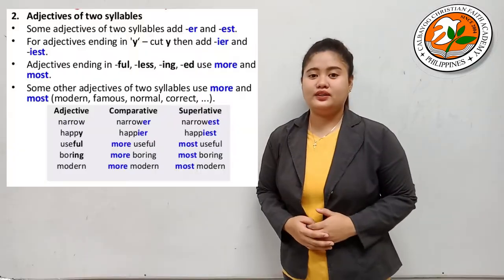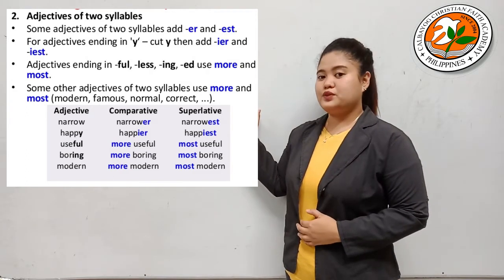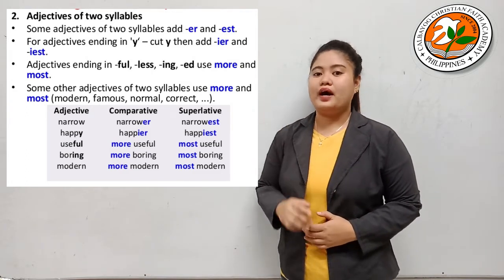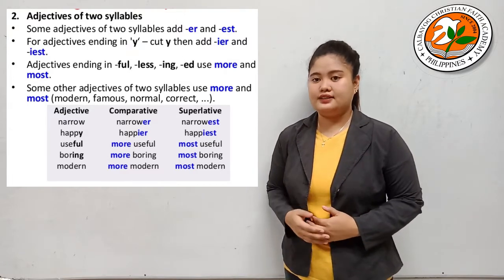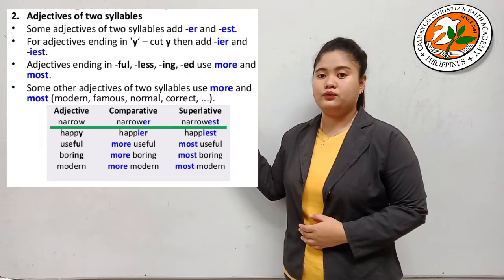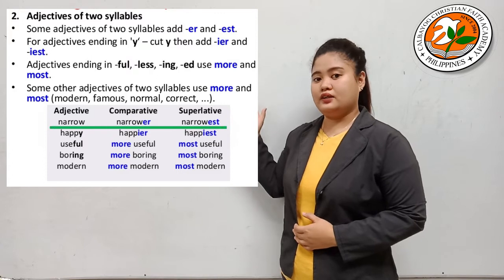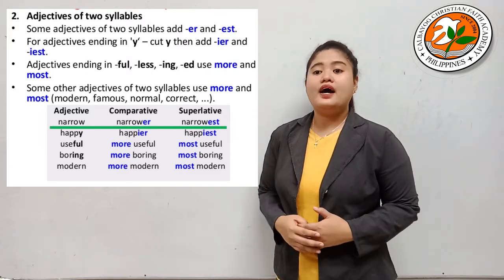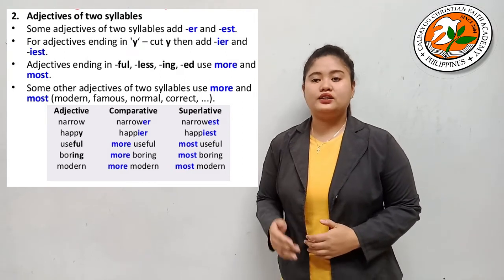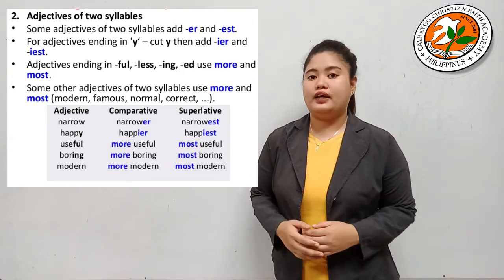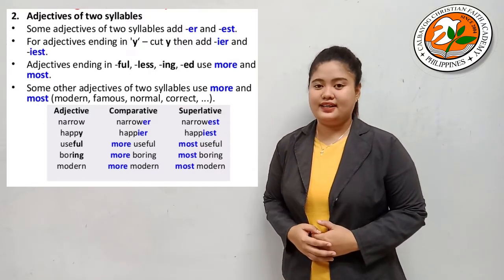The second one is adjectives of two syllables. As you can observe in the chart, for some adjectives of two syllables, we just add ER and EST. The example narrow becomes narrower in the comparative degree, and narrowest in the superlative degree. For adjectives ending in Y, we remove the letter Y, then we add IER and IEST.